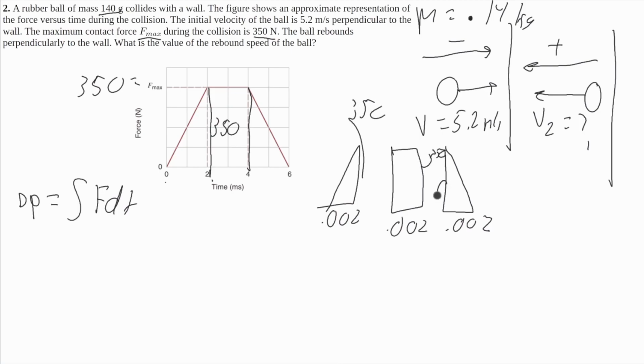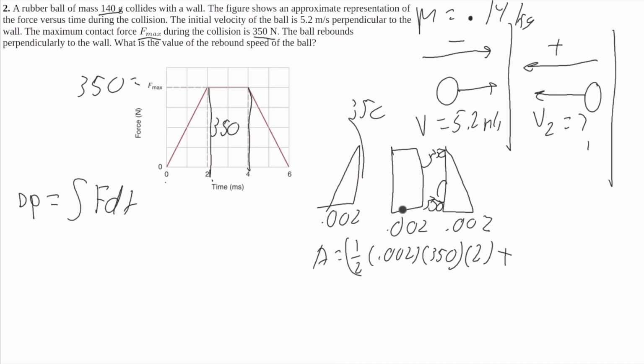And now we're ready just to go ahead and find the area of these. Well, the area of a triangle is 1/2 base times height. So it'll be 1/2 times 0.002 times 350. Now there are actually 2 of these triangles. This one is exactly the same area as this one. They have the same base and the same height. So I'm just going to multiply this one by 2.